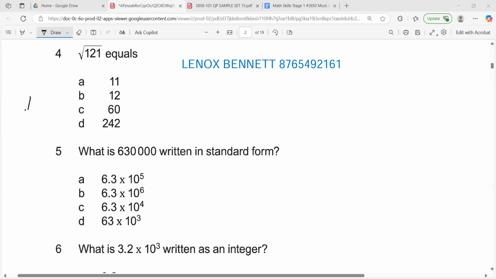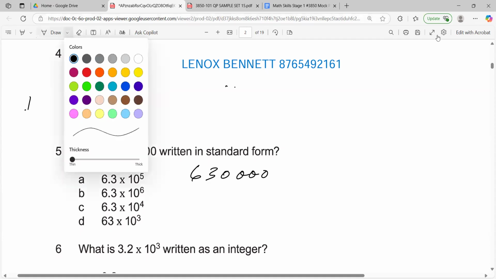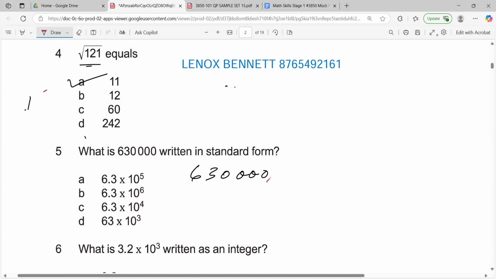This one says, what's the square root of 121? What number multiplied by itself gives you 121? So that would be 11. All right, so what is 630,000? It means standard form, right? So standard form means it must be between 1 and 10. So 1, 2, 3, 4, 5. So it's 5 times. So it will be C.